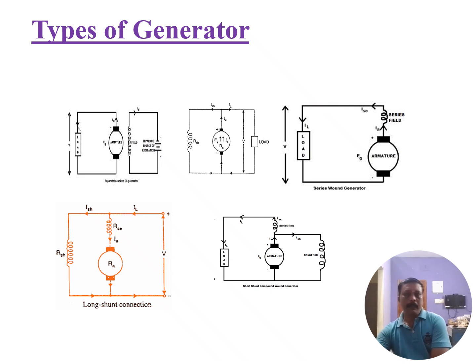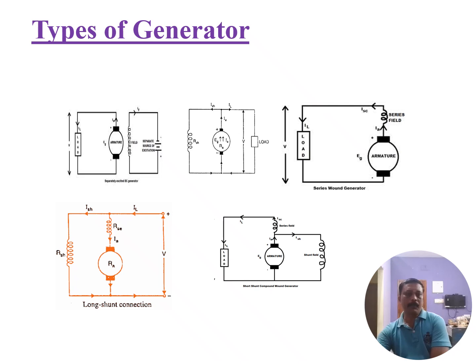Next, we will discuss the DC series generator. Here, the series field winding is connected in series with the armature circuit. Here, the coil has a small number of turns, but is very thick wire with low resistance.